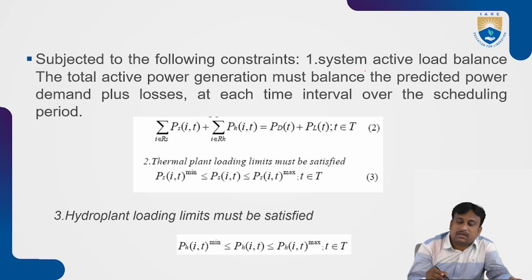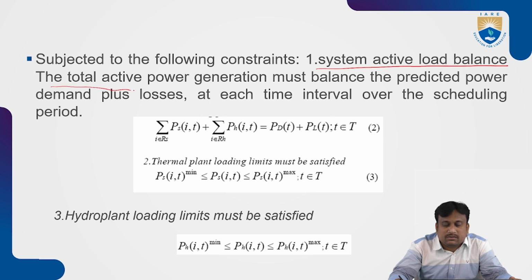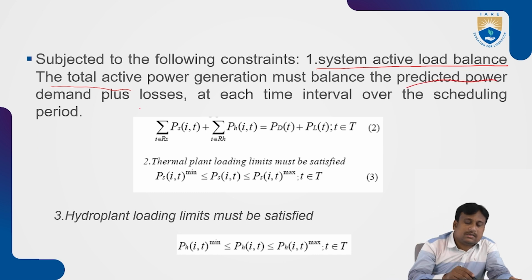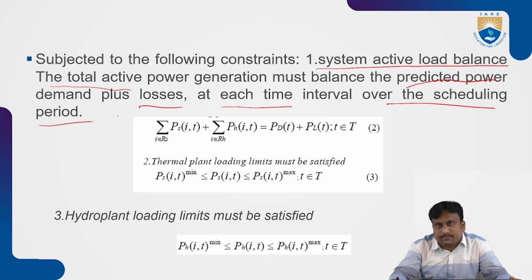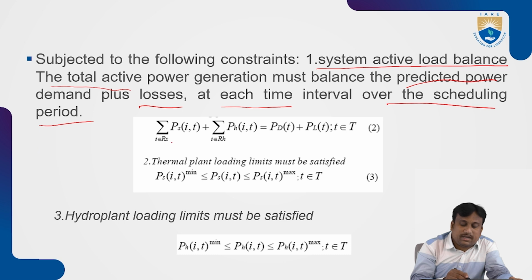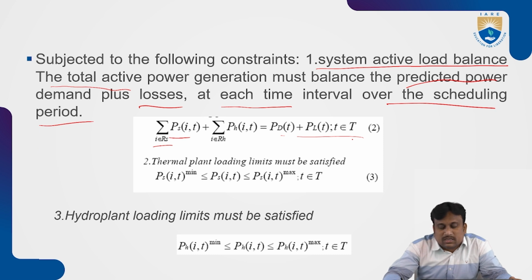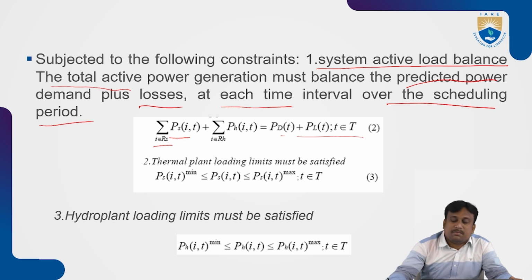One is the system active load balance: the total active power generation must balance the predicted power demand plus losses at each time interval over the scheduling period. So this will be taken as the summation over i equals 1 to Ns of Ps(i,t) plus the summation over i equals 1 to Nh of Ph(i,t) equals Pd(t) plus Pl(t). This is the load demand plus the actual demand of the power for a given interval of time.